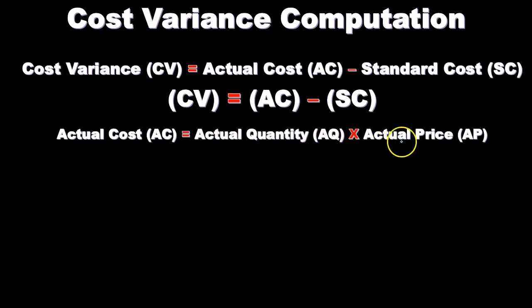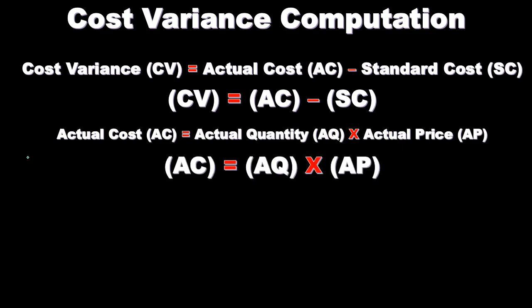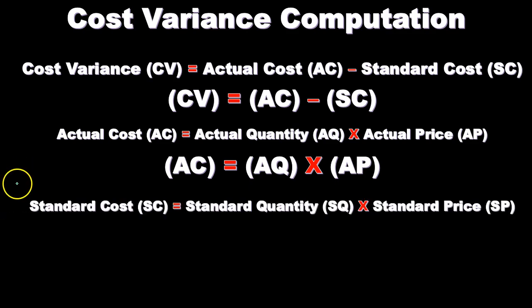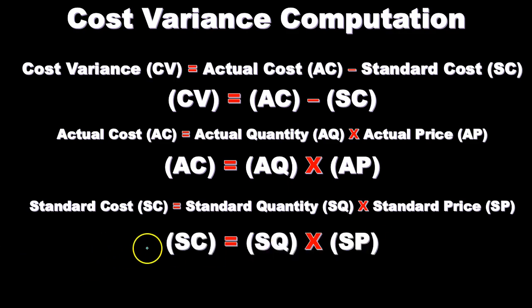So the quantity that we have times the price per quantity. And then we could break that down to AC equals AQ, actual cost equals actual quantity, times AP, actual price. The standard cost then is going to equal the standard quantity, so that's what we would expect under normal conditions, times the standard price, what we would think the standard price is under normal conditions, or SC, standard cost, equals SQ, standard quantity, times SP, standard price.